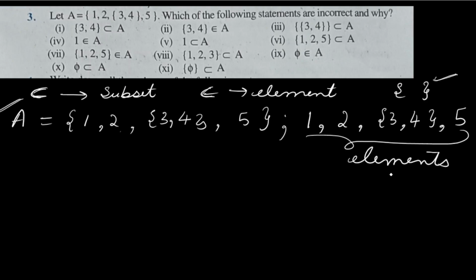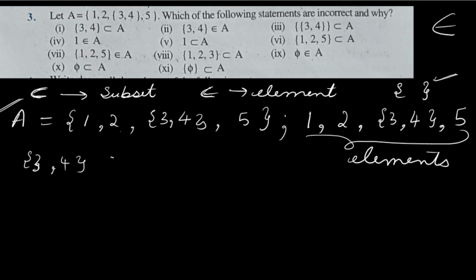So why I am writing this like this? Because you always have to remember this thing. For elements we use this word belongs to. So 1 is an element of A, 2 is also an element of A. This full set {3, 4} is an element of A and 5 is also an element of A. So first one is {3, 4}. See, how I have written {3, 4} is what? This is an element of A.